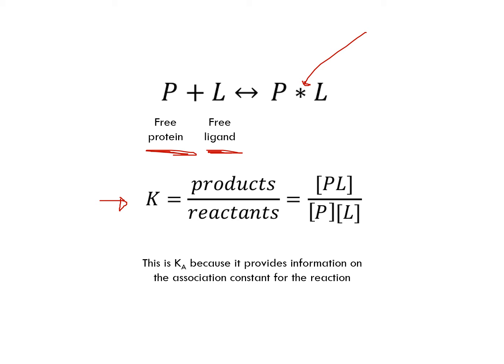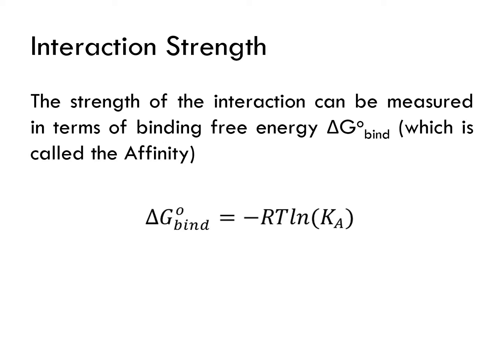That's very important. Okay, and in this case, this is going to represent Ka because it provides the information for the association of our protein and our ligand together. Because we're looking at stuff going this way, we're looking at association. One of the things that we can do with that Ka value is determine interaction strength. Interaction strength is the strength of the interaction that can be measured in terms of the binding free energy, or delta G naught bind, which is called the affinity.